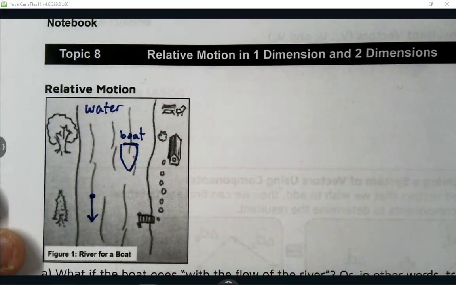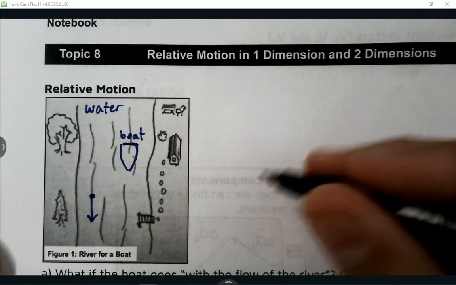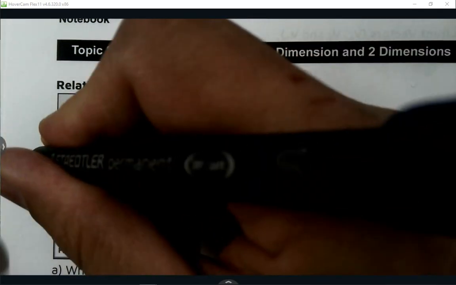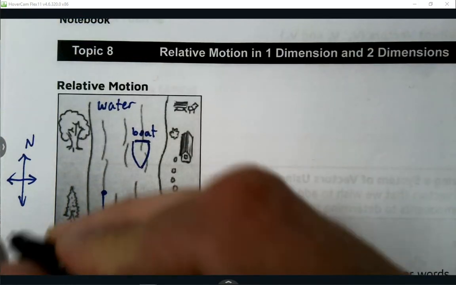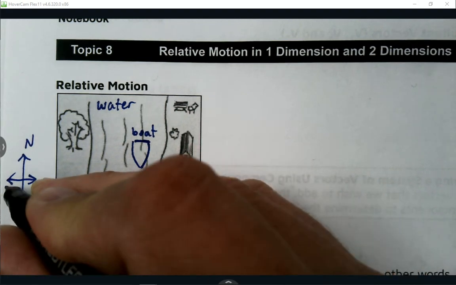But it seems to me that if this is water and we're calling this a river, the water is going to be flowing in a certain direction. And of course, like anything in these vector scenarios, we want to have a reference frame. So we could say, all right, we're going to have north, we'll have south, we'll have east, we'll have west.